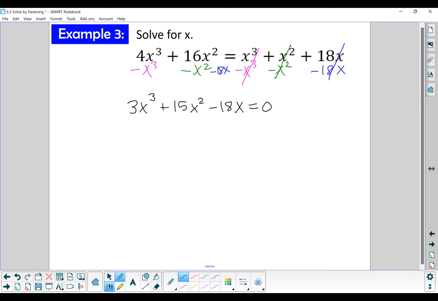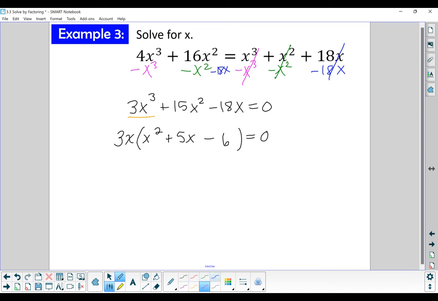So the first thing you should always scan for when you're factoring, especially if you have a power of 3, is you should check for a GCF, a common factor. These numbers all have a common factor of 3, and these terms also all have an x in them. So we're going to factor that 3x out. That leaves us an x squared in this first term. The second term is going to be a 5x. And then the last term is going to be a minus 6.